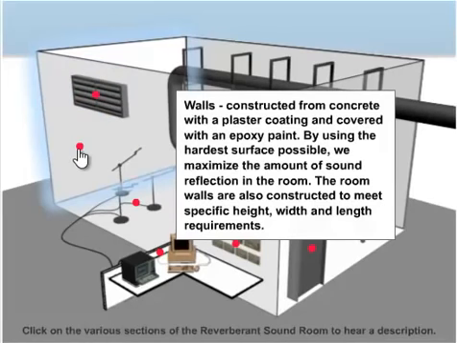Walls are constructed from concrete with a plaster coating and covered with an epoxy paint. By using the hardest surface possible, we maximize the amount of sound reflection in the room. The room walls are also constructed to meet specific height, width, and length requirements.